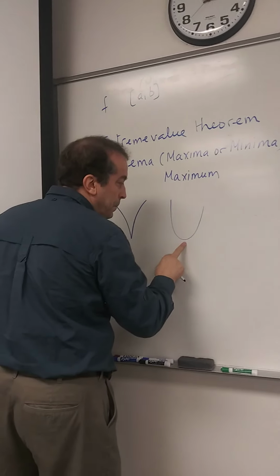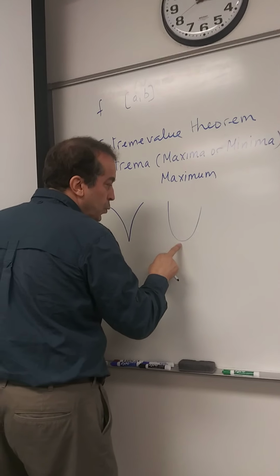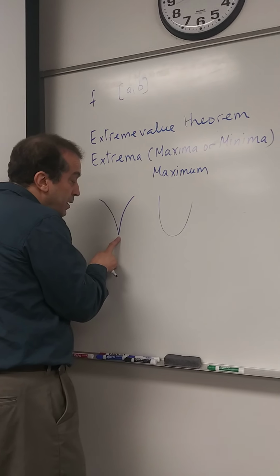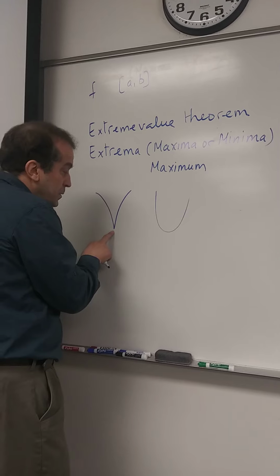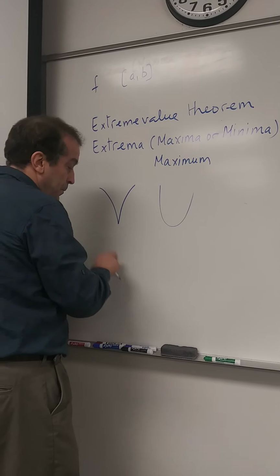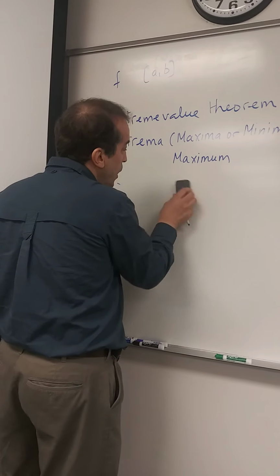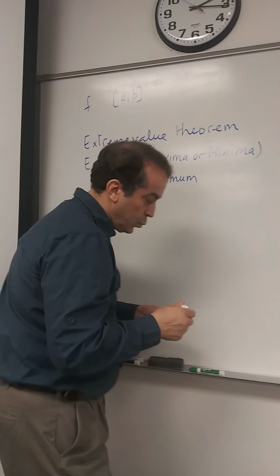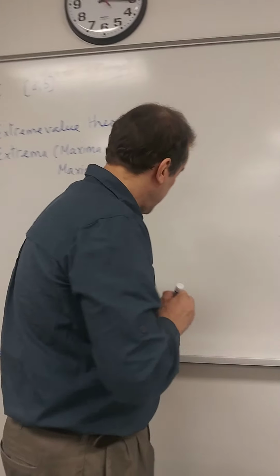Or this one. This one is a minimum. This is like a regular, smooth minimum. This one is not smooth. The function is not differentiable at this point, but still it's a minimum. So we're going to learn how to find these. And we're going to start with this example.